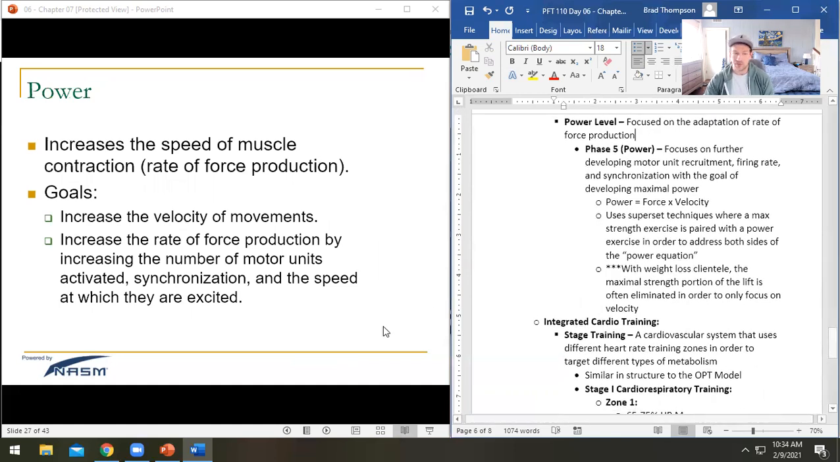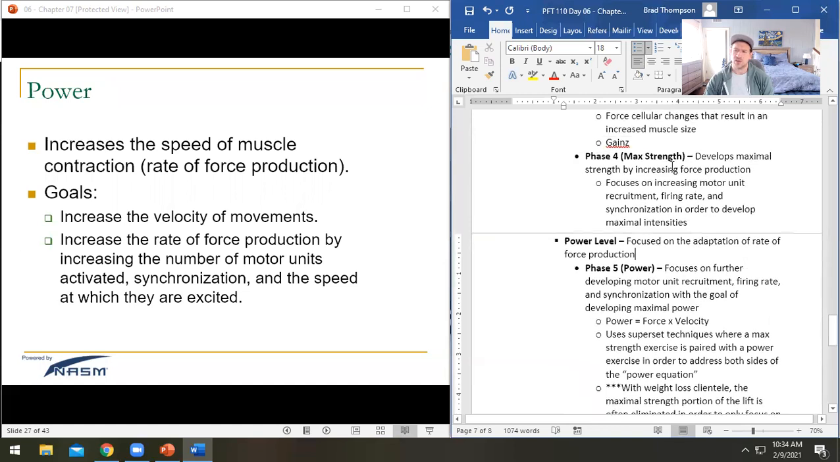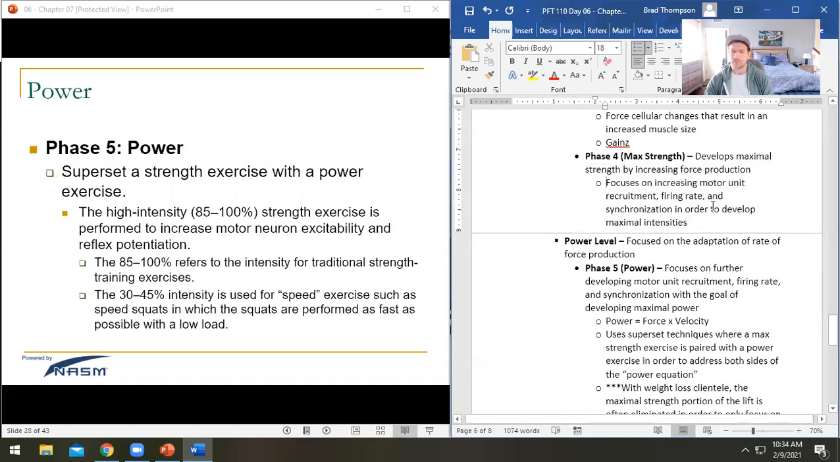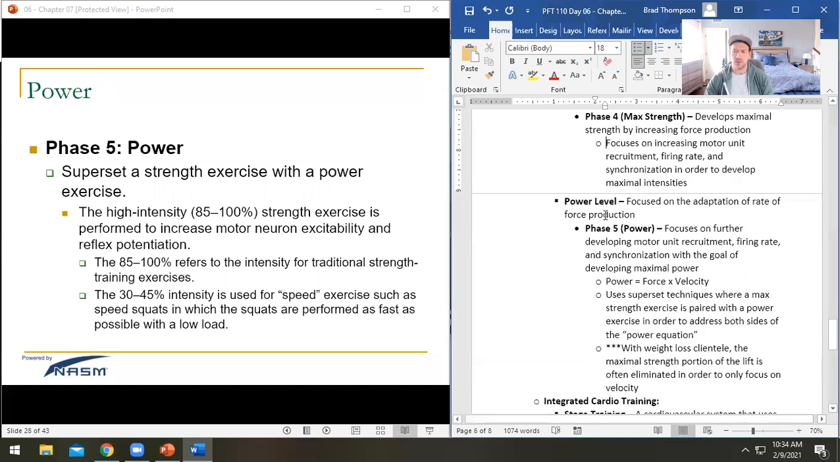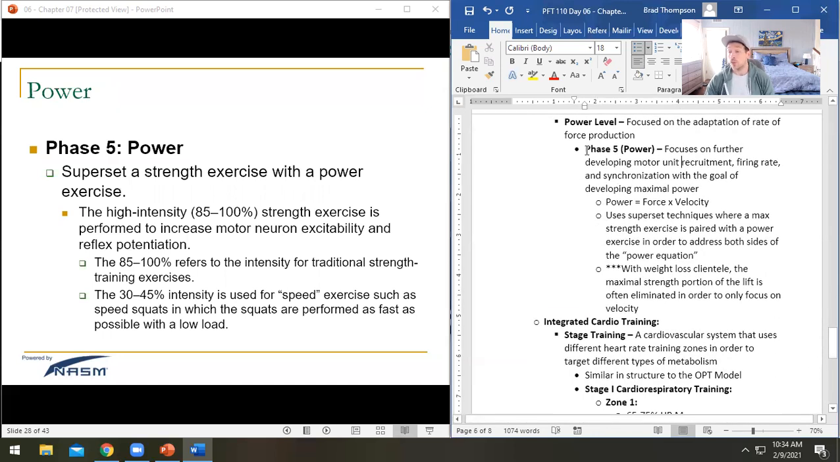Then we got the power level. This is where we are focusing on the rate of force production, right? So we're increasing our velocity here. This is also going to come back kind of similar to the max strength phase: motor unit recruitment, motor unit firing rate, motor unit synchronization. And so only one phase here, further developing that recruitment, firing rate, and synchronization. And we've got to remember, we're trying to develop power here, right?